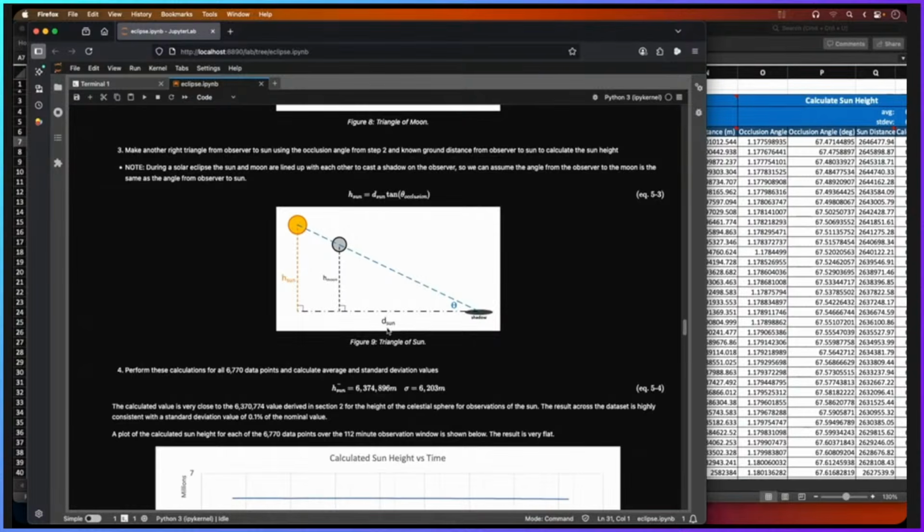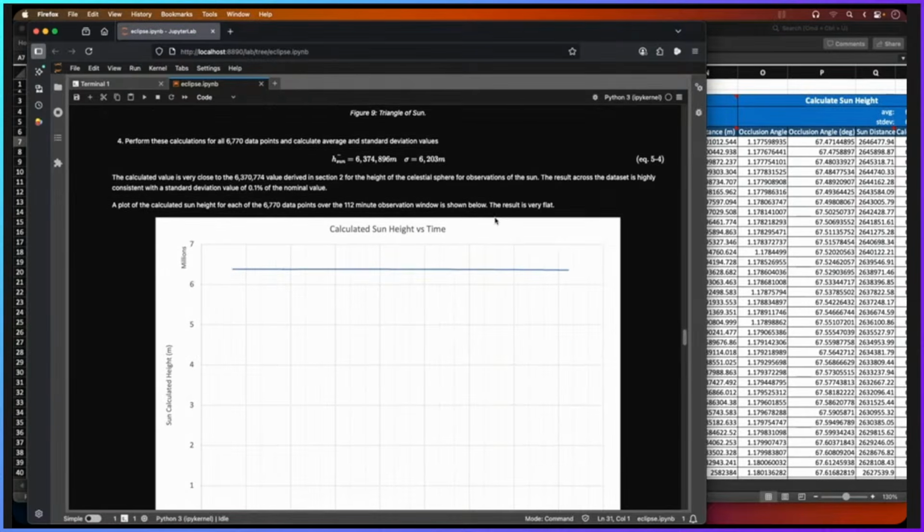Step 3, we're going to make another right triangle from the observer to the sun using the same occlusion angle from step 2. And since in a solar eclipse the sun and moon are lined up with each other to cast a shadow on the observer, we can assume the angle from the observer to the moon is the same as the angle from the observer to the sun. So now we're solving for the height of the sun, where our equation is height of the sun equals distance of the sun times tangent of that occlusion angle. And that's all there is to it.